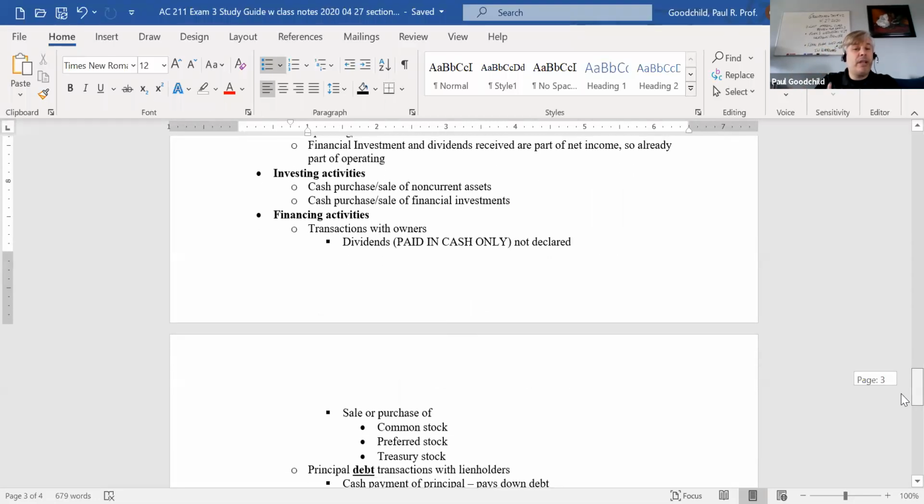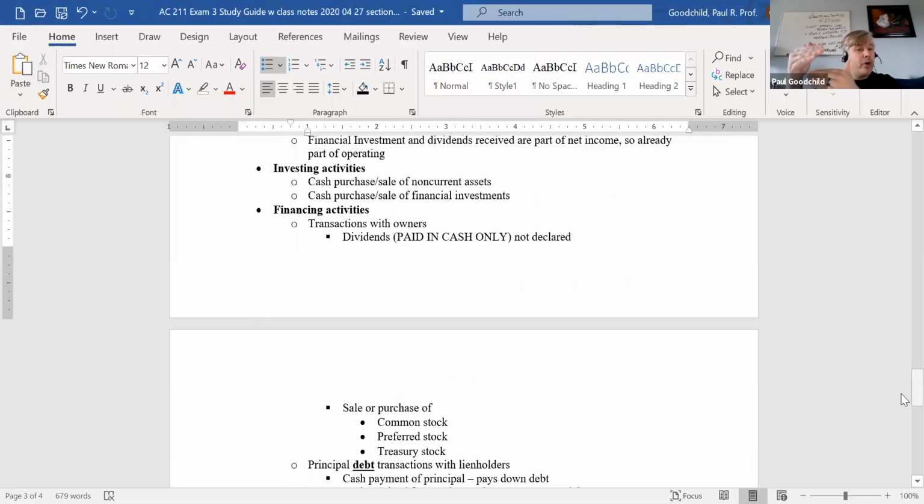Investing activities only has 2 broad categories, which can be split up into 4. So you have your cash for purchase of non-current assets, or cash received from sale of non-current assets. You have your cash for purchase of financial investments or your cash for sale of financial investments.